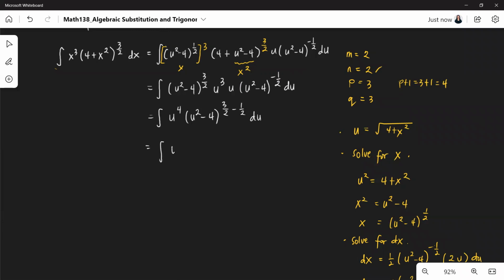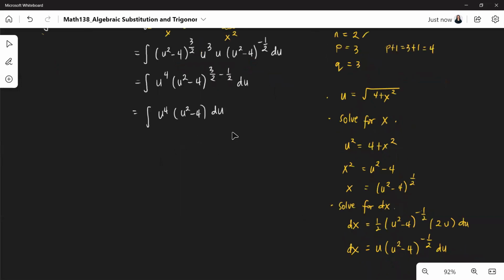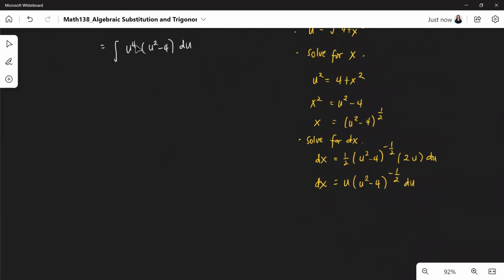So we have u raised to the power of 4, and then u squared minus 4, quantity raised to the power of 2 over 2, which is equal to 1, and then du. The powers are now expressed as integers, so we can now easily integrate. So we have u raised to the power of 6 minus 4 u raised to the power of 4, du, integrating using the power formula.